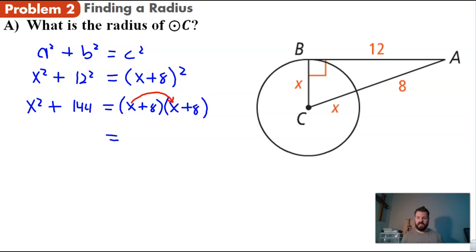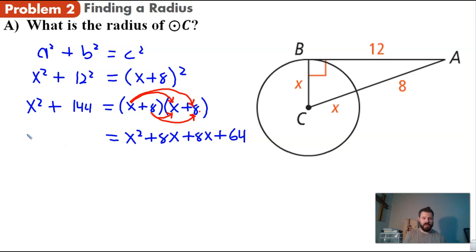First, x times x gives me an x squared. Outer, x times 8 is going to give me a plus 8x. Inner, 8 times x, we can say is another plus 8x. And then last, 8 times 8 will give me a 64. So when I FOIL things out and expand the right side, this is the mess I end up with. Left side, I've got x squared plus 144.